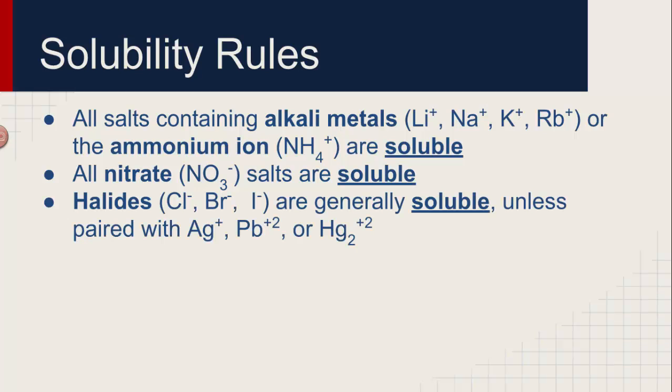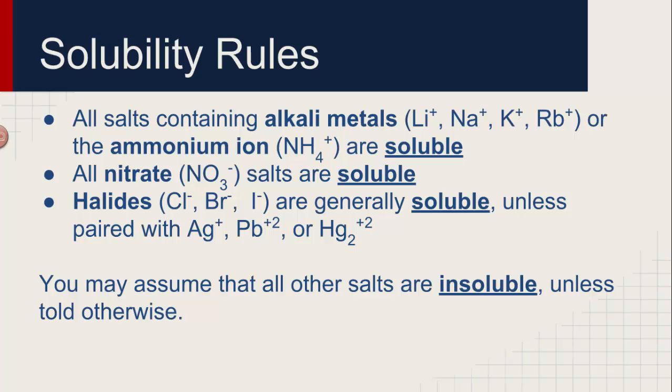The other one that you're going to come up with occasionally is halides. So anything that contains chloride, bromide, or iodide. If it contains one of those three, it's generally going to dissolve, unless it's with one of these 3 ions: silver ion, lead 2, or mercury 1. If it's with any of those, then it's not soluble. It'll precipitate. So chloride with silver, silver chloride, precipitates. Okay, it doesn't dissolve, it's solid. Anything else you can assume is going to be insoluble. It's going to be a solid, unless I tell you otherwise.